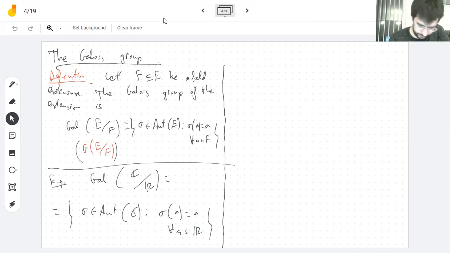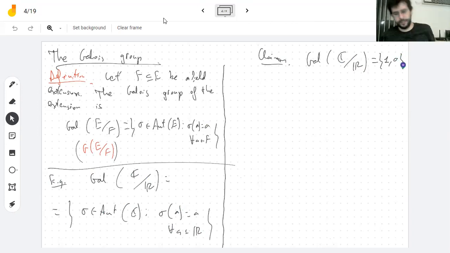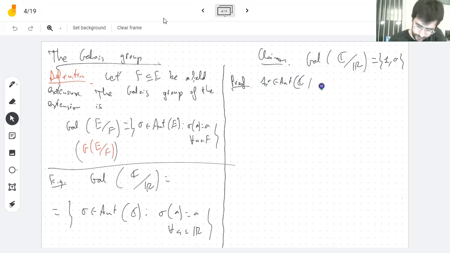So let me show you something. The Galois group of C over R is made of the identity and complex conjugation. Let's prove this. They're both definitely automorphisms of C, as I showed today. And the identity clearly fixes the real numbers. And conjugation also fixes the real numbers.